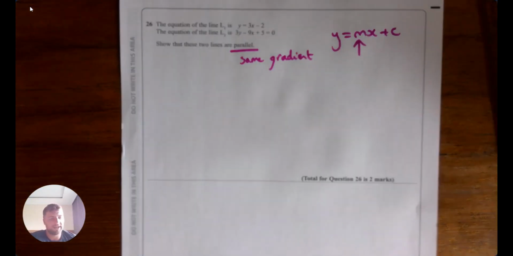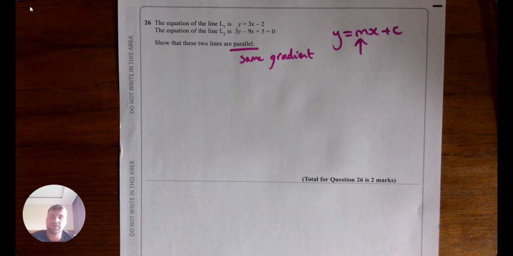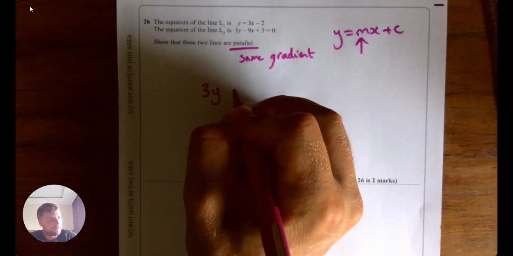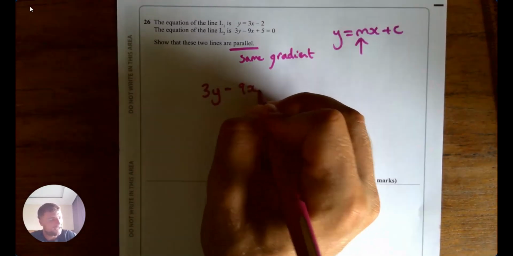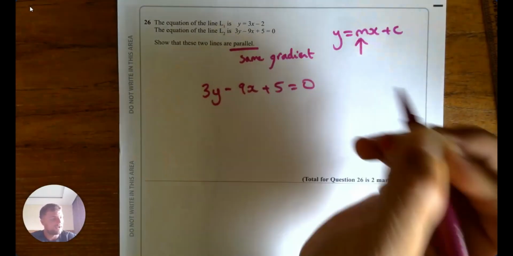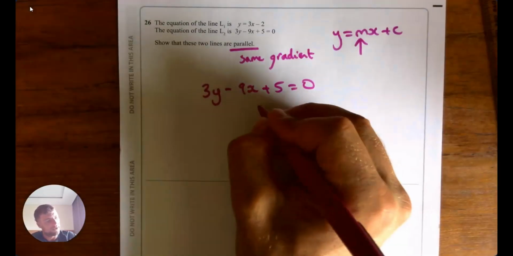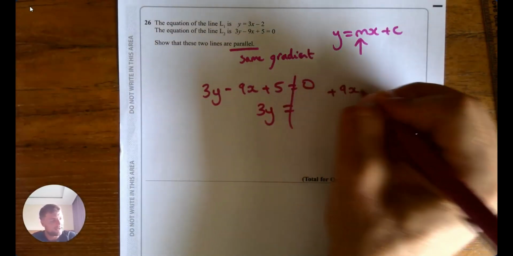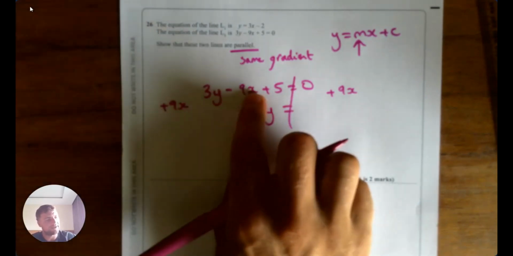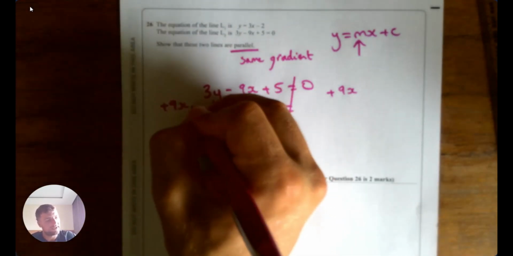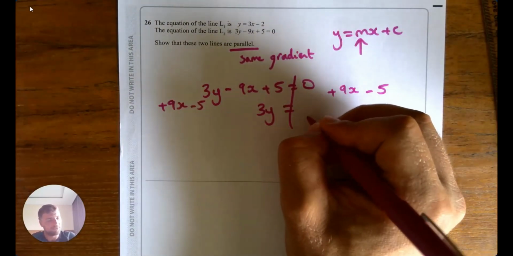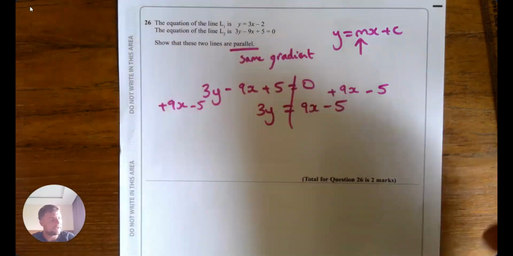The first one is written like that. Straight away, we can see y equals 3x minus 2. 3 is the gradient of that one. It's the second one that we need to rearrange. So at the moment, we've got 3y minus 9x plus 5 equals 0. We want to get y by itself. So I'm going to keep the 3y on this side. And what I'm going to do is add 9x to both sides because it says take away 9x here. It also says add 5. So I'm going to take away 5 from both sides as well. So we'd end up with 3y equals 9x subtract 5.